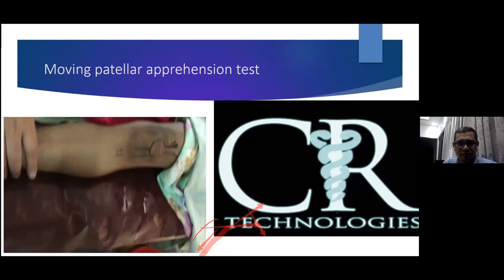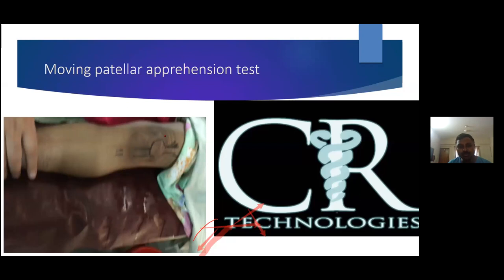One of the important tests is the moving patellar apprehension test. My video is not working, so I am unable to show it. In the moving patellar apprehension test, in extension you dislocate the patella laterally by medial pressure, and when you flex, the patella will jump back to its position.